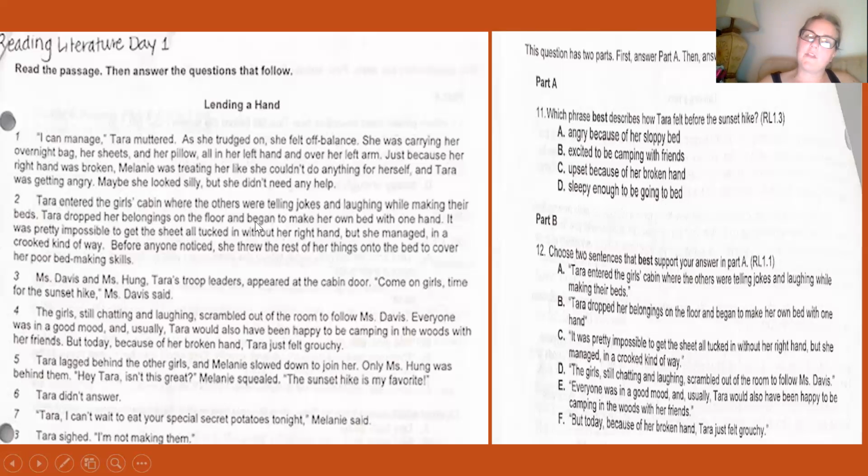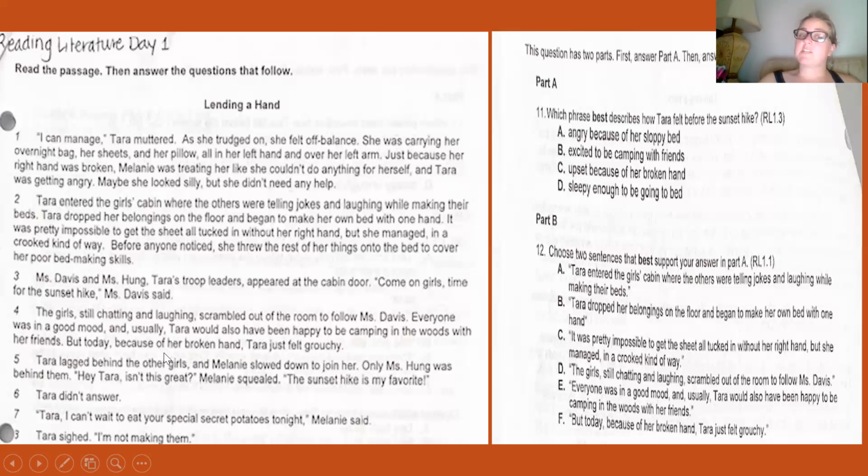So let's go back and look at our text. Tara's really annoyed because her friend's trying to help her because her hand is broken. That's what the whole first paragraph is about, how she's kind of annoyed about her hand. And then the second paragraph is still talking about how she's having a hard time making her bed because of her hand. And then if I keep reading, oh, it says right here. Nope, hold on, let me find it.